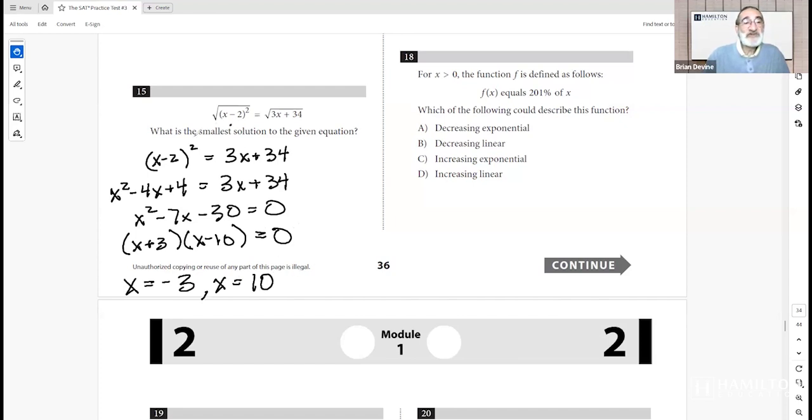And they just said, what's the smallest? And if I look on a number line, well, negative 3 is a lot farther left than 10 would be. So this would be the least value.